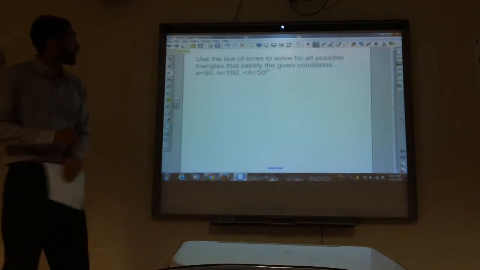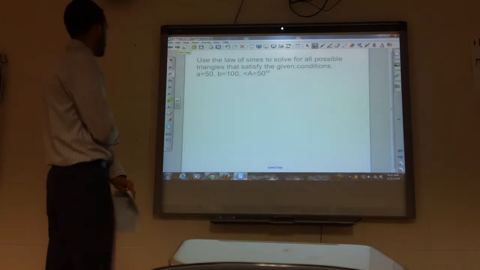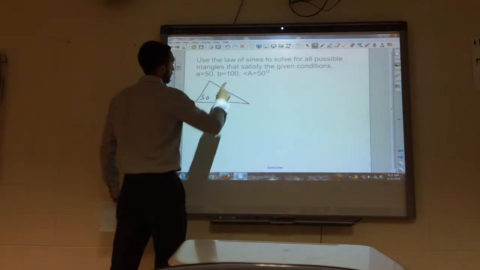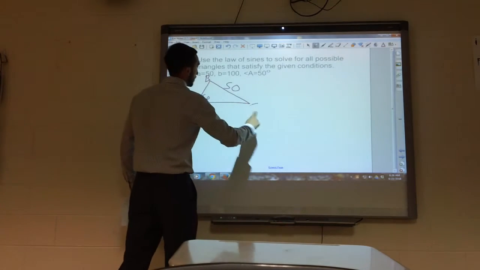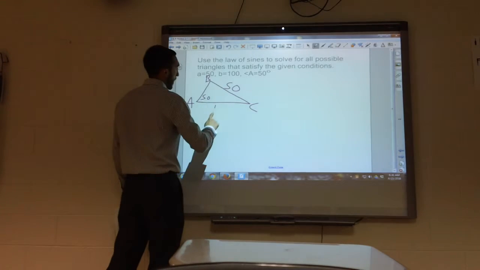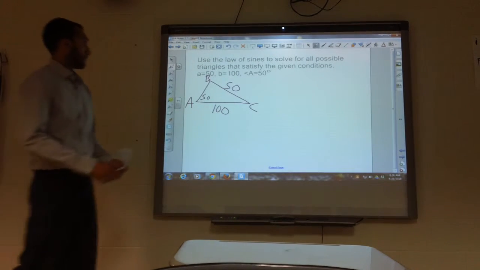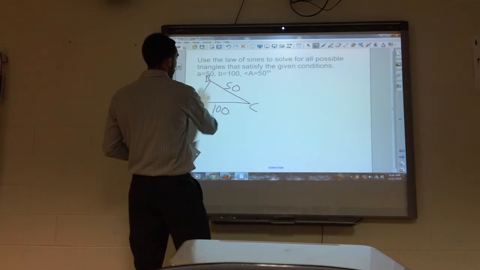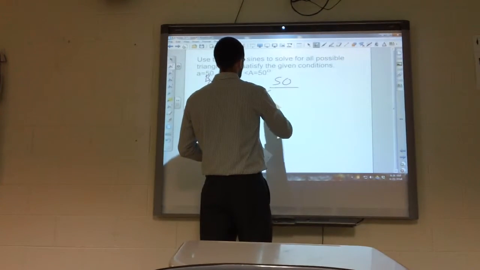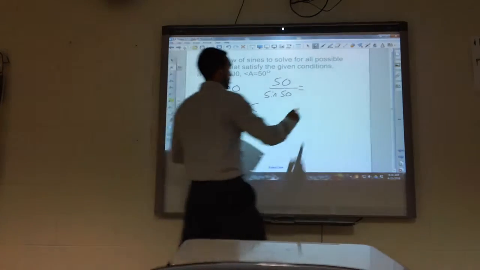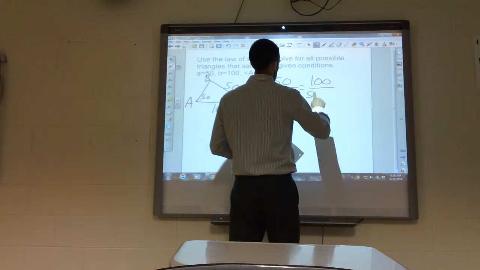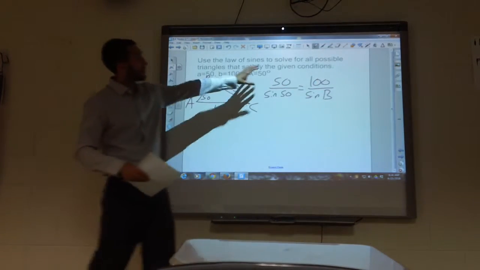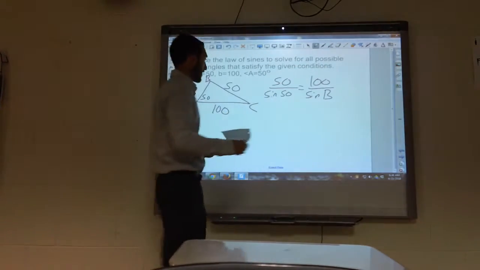And the last one. Again, use the law of sines to solve for all possible triangles. So I'm going to draw my awesome triangle. We've got angle A is 50 degrees. Side A is 50, and they gave us side B is 100. So I'm going to use the law of sines again. We know side A and angle A, and we're looking for angle B. We know side B. Compute this, 100 divided by our computation gives us sine B.